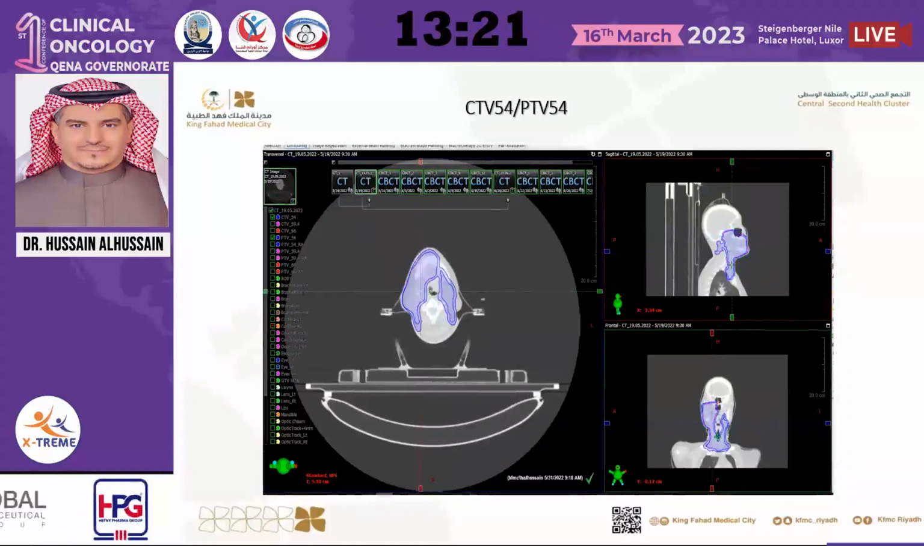Low risk volume, as we chose to include bilateral sides. And on the right side, which had the positive lymph nodes, we included the nodal levels all the way to the base of skull at the jugular foramen.